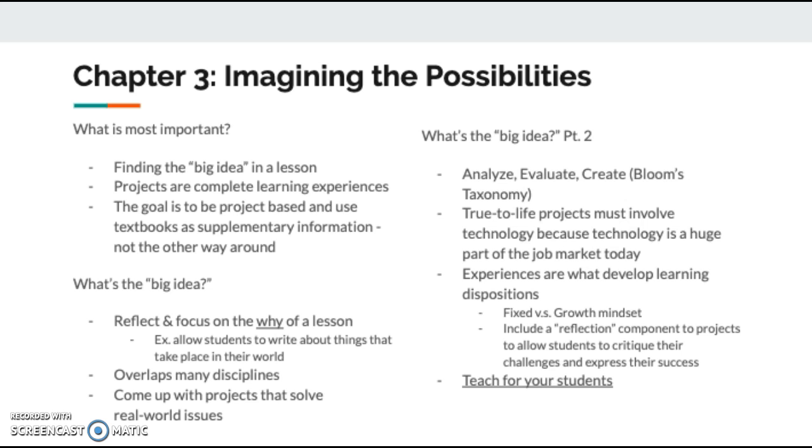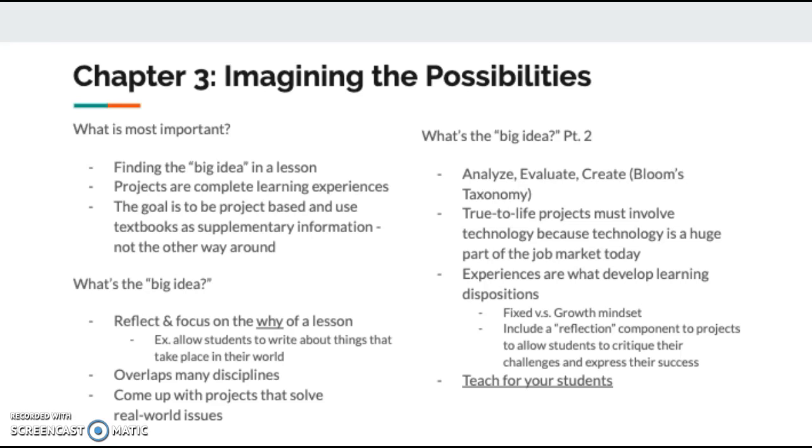Chapter 3 is called Imagining the Possibilities. First, you need to identify what's most important. You need to find the big idea in the lesson, and projects should be complete learning experiences. They shouldn't just focus on one avenue. The goal is to be project-based and then to use the textbooks as supplementary information, not the other way around.